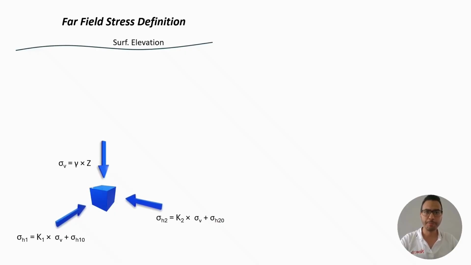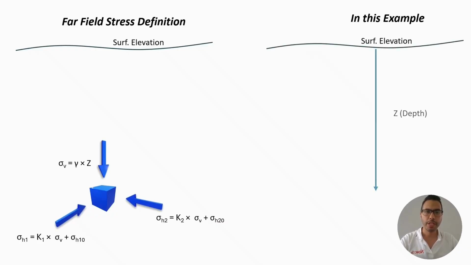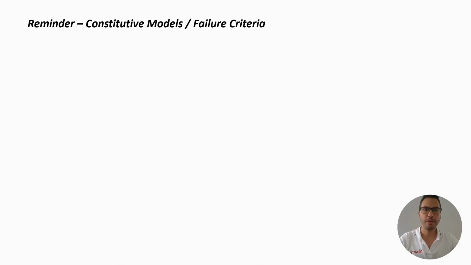In this example, the middle zone of the model is at 500-meter depth. It is assumed that the major principal stress is horizontal with a K ratio of 2, while the minor principal stress is vertical. Here I would like to make a quick reminder of the different constitutive models.